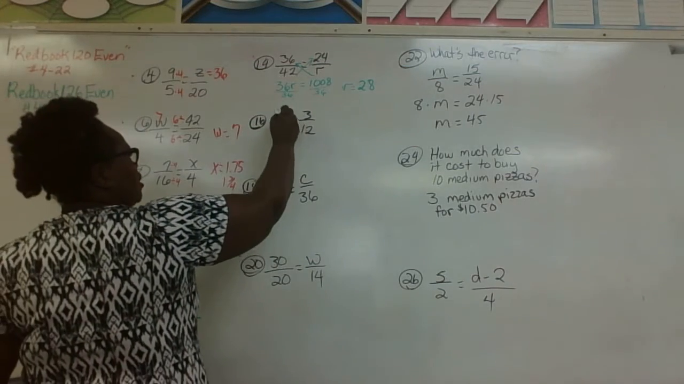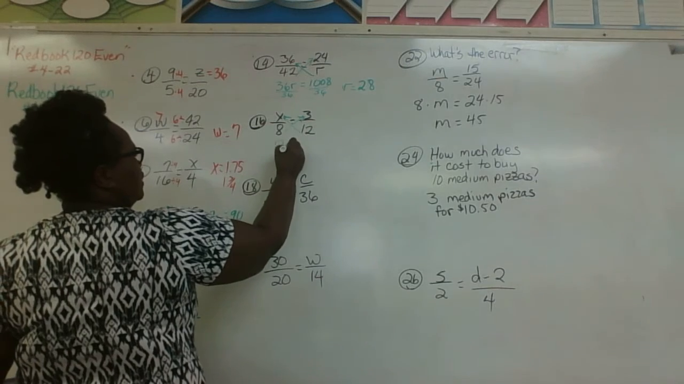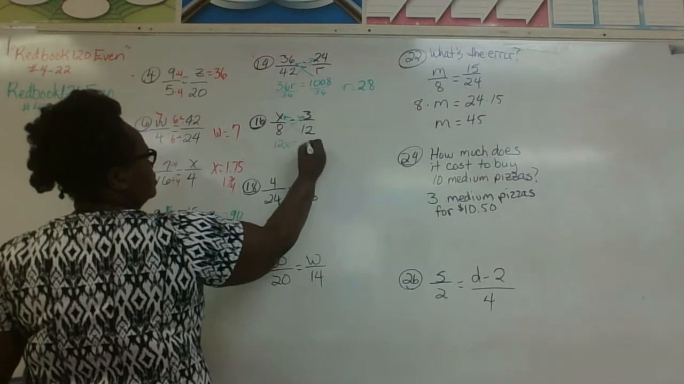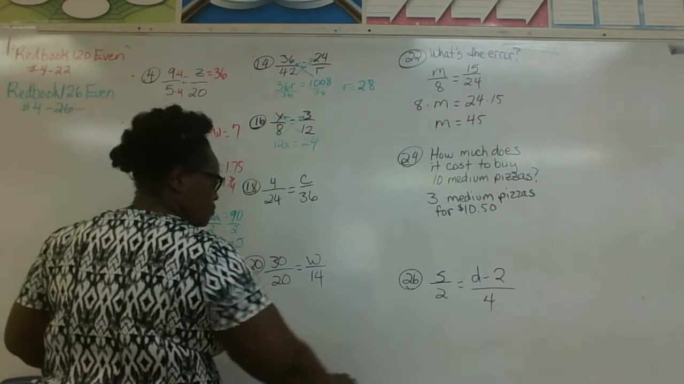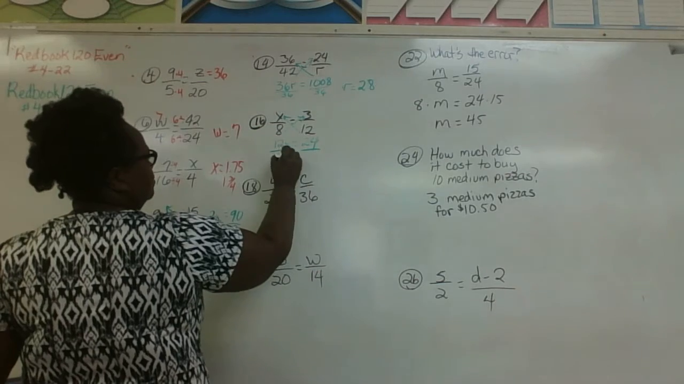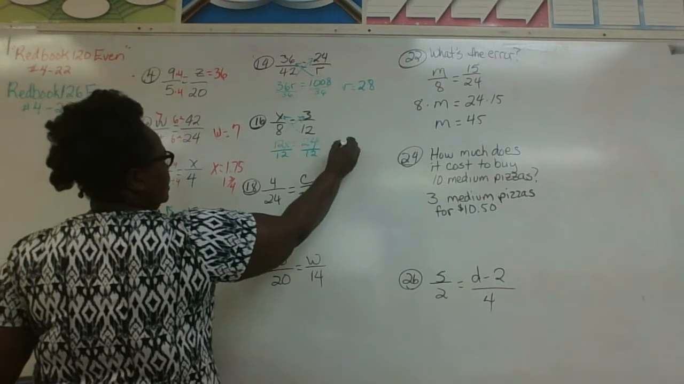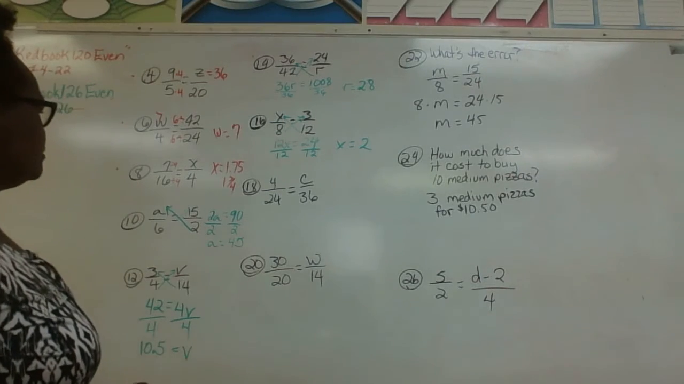We're going to cross multiply. This becomes 12x is equal to 8 times 3, which is 24. We're going to isolate x by moving 12 out, and then x is equal to 2. Okay?